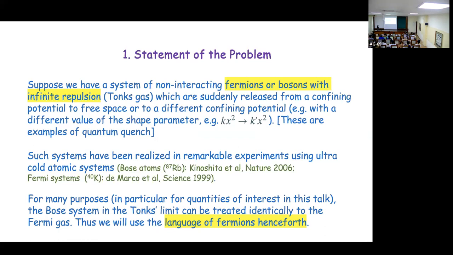So suppose you have a system of non-interacting fermions, a Fermi gas, which is suddenly released from a confining potential to free space or to a different confining potential. For example, a different value of the shape parameter, say from the potential being k x squared to k prime x squared. These are examples of a quench. Such systems have been realized in experiments, which I have mentioned. I do advise all the theorists here to read these experimental papers. They're absolutely fabulous.